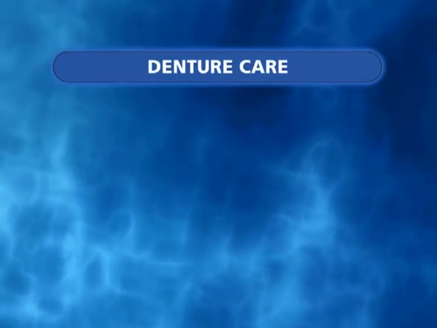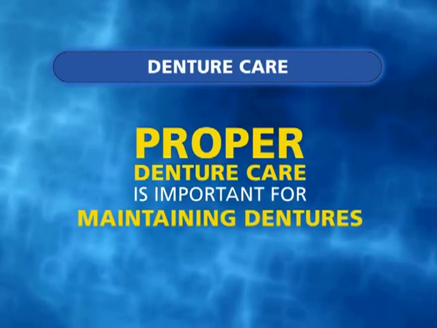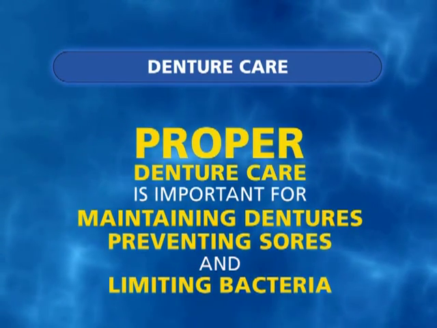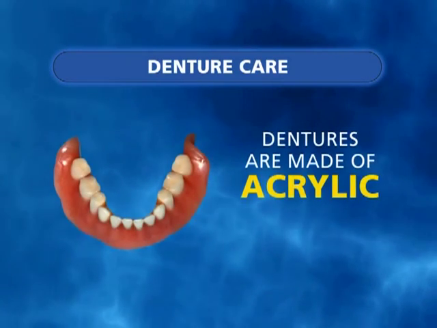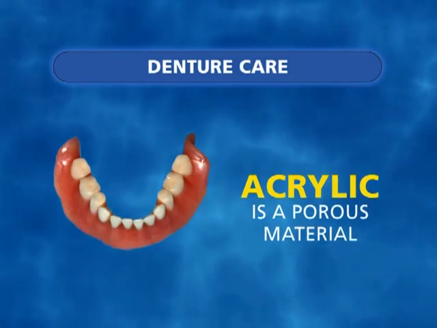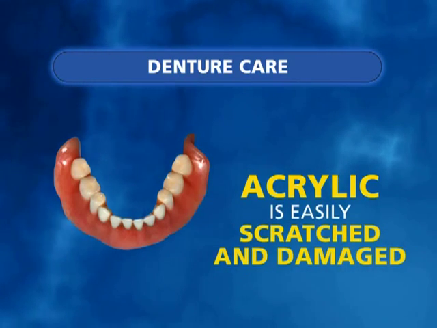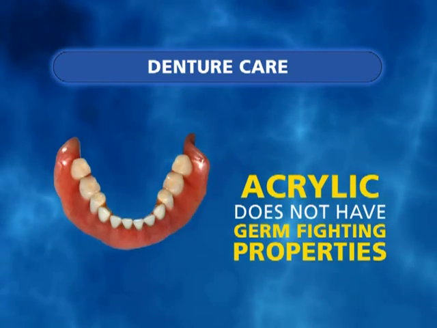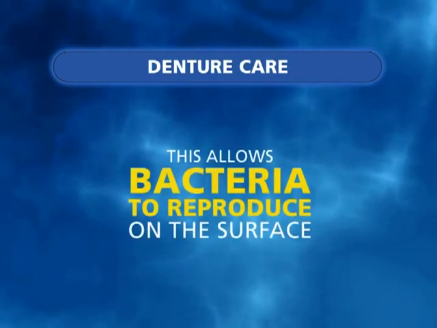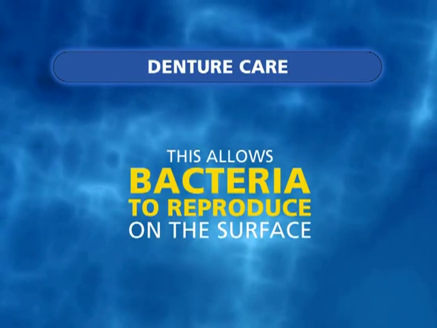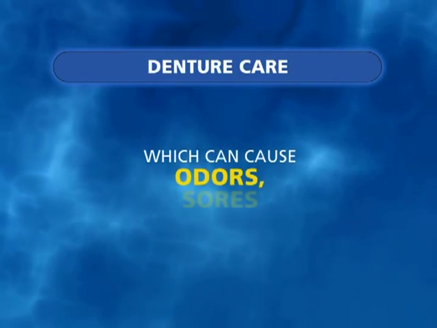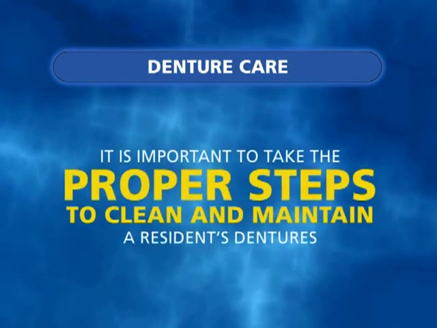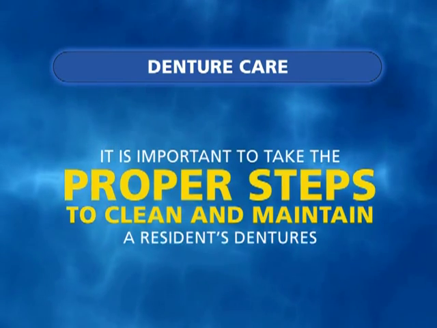Denture care. Proper denture care is important for maintaining dentures, preventing sores, and limiting the amount of bacteria in the mouth. Dentures are made of acrylic. Acrylic is a porous material that can be easily scratched and damaged. The acrylic denture material does not have germ-fighting properties. This allows bacteria to reproduce on the surface of the denture, which can cause odors, sores, and irritations under the dentures. It is important to take the proper steps to clean and maintain a resident's denture.